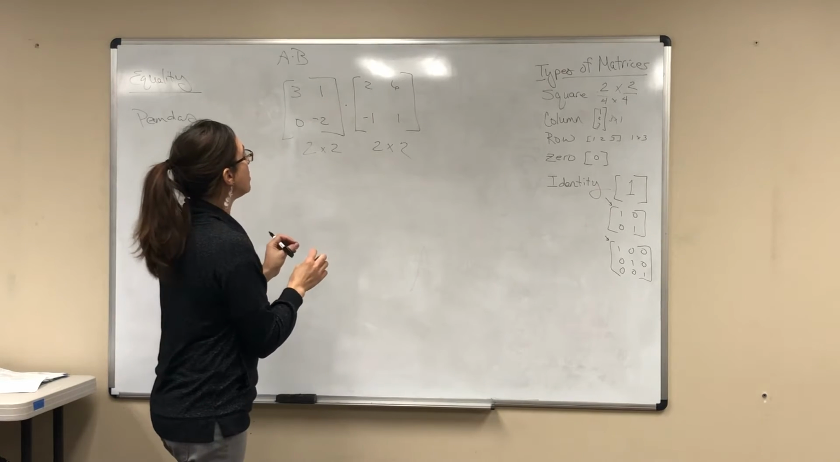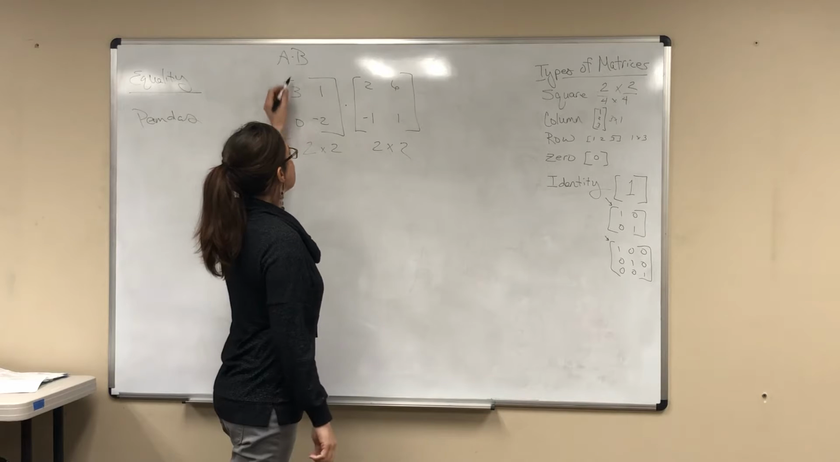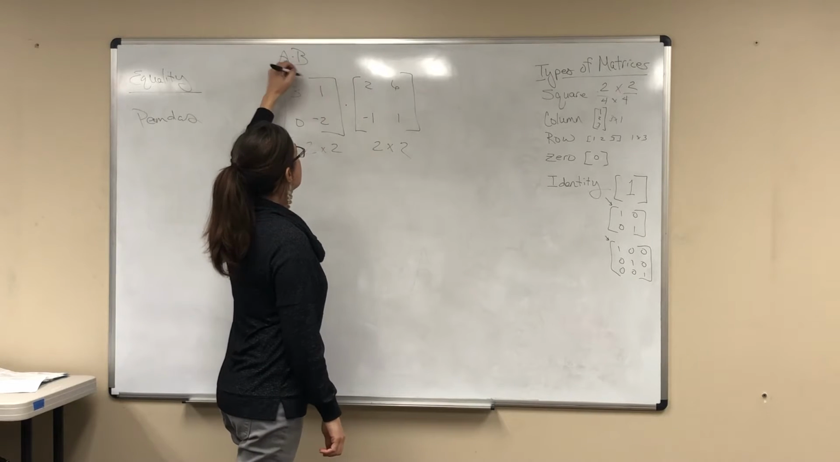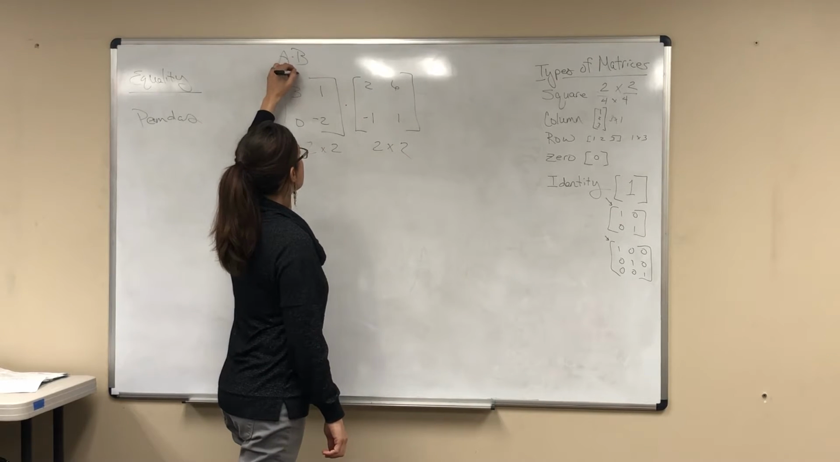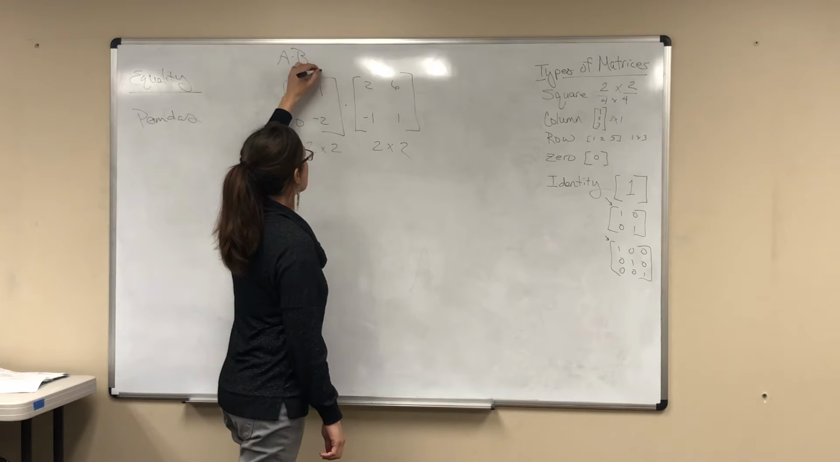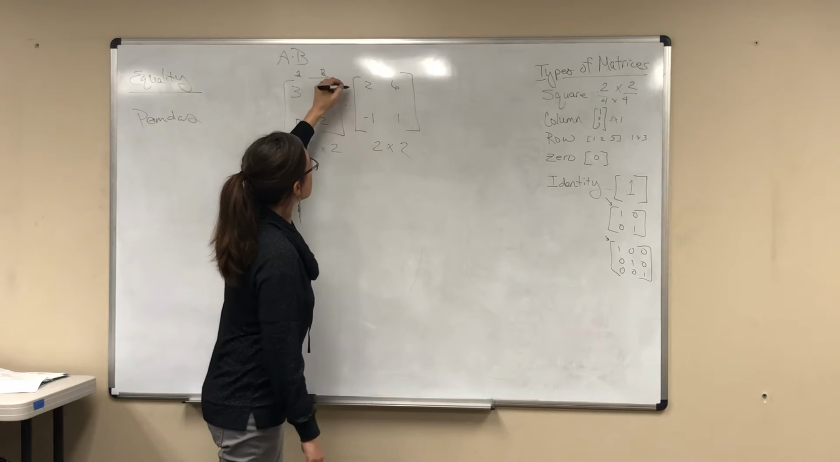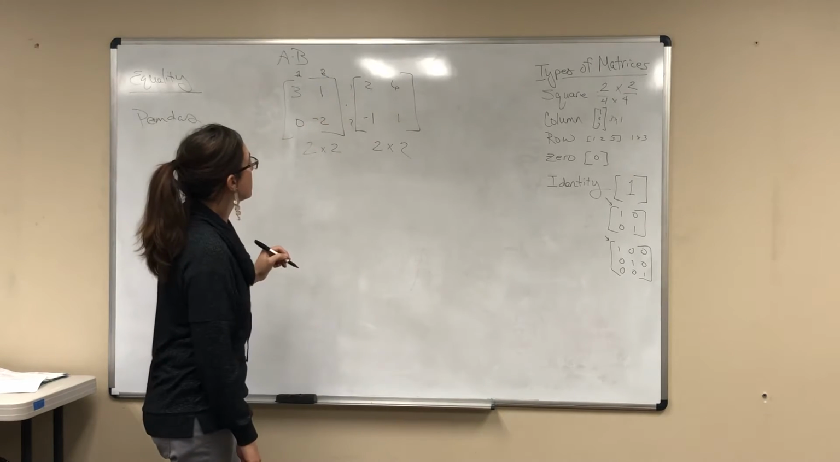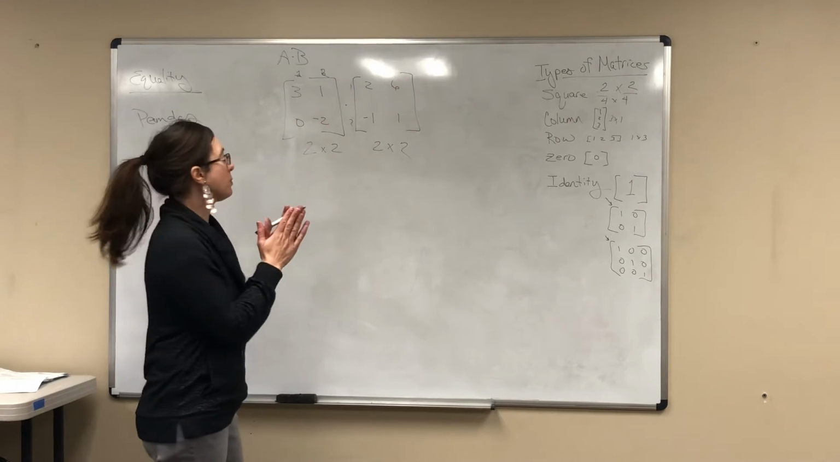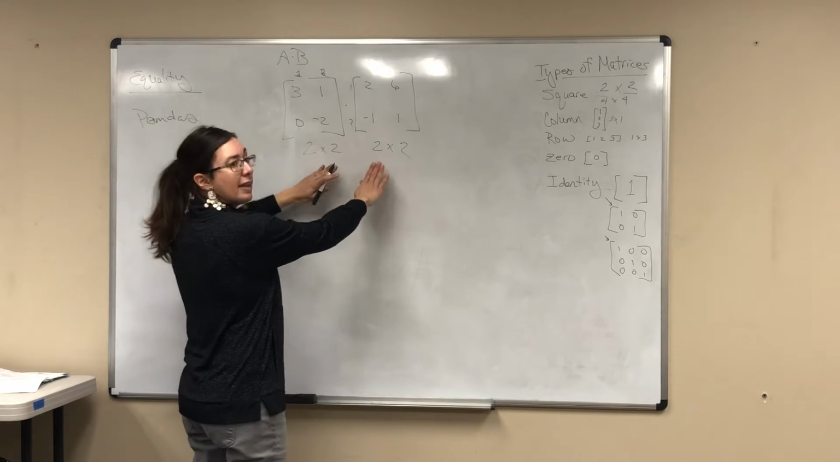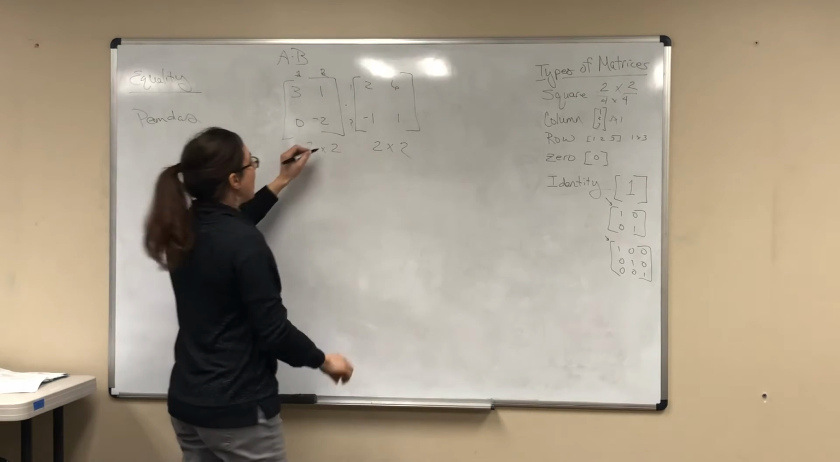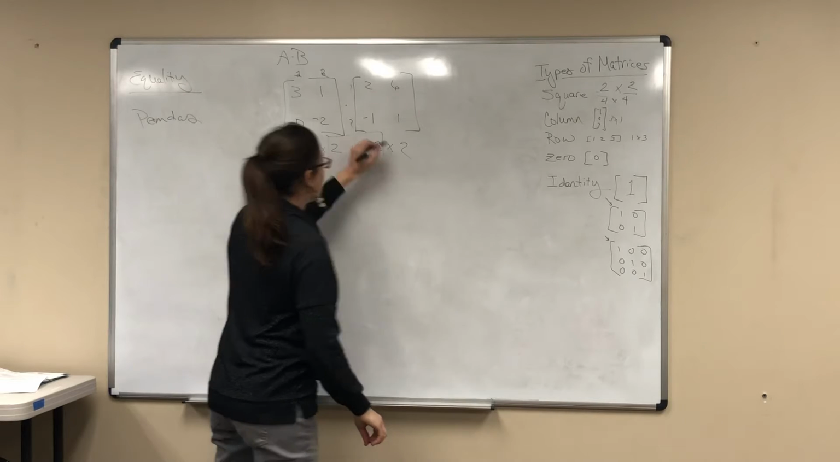What you need to know is the definition is the number of columns. So here I have, we'll do column A and B, or 1 and 2, must match the number of rows, 1 and 2, for you to be able to multiply. If you are to write them out, these inside numbers must match.